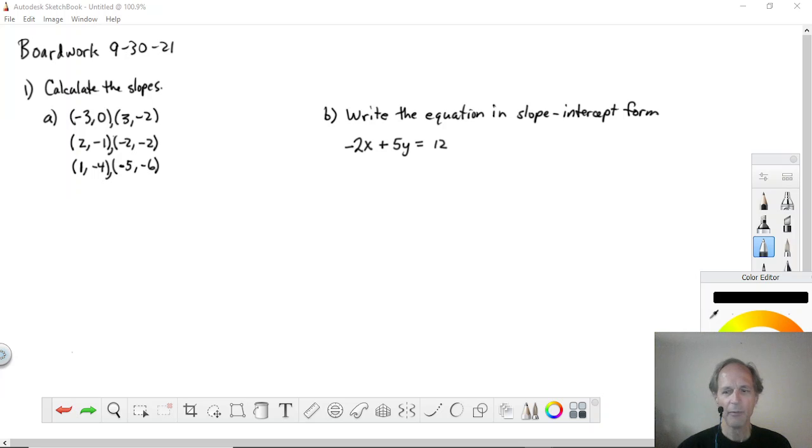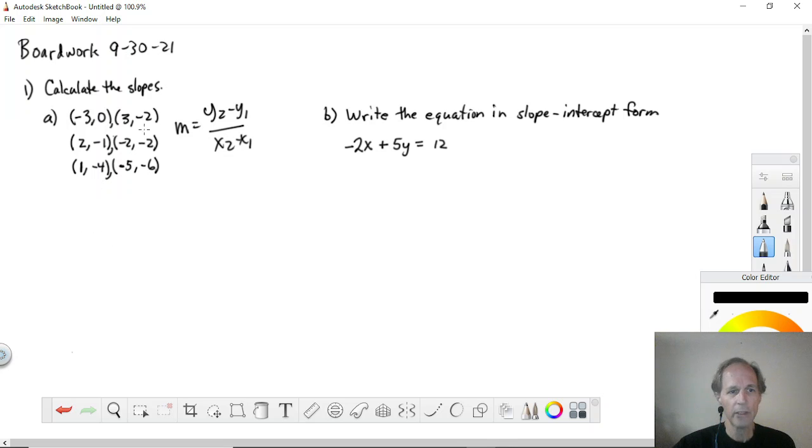Okay, so we're back and let's look at these. First one says calculate slopes. Some of you guys can use some practice, okay? So the slope formula, of course, is y sub 2 minus y sub 1 over x sub 2 minus x sub 1. So let's look at these one at a time.